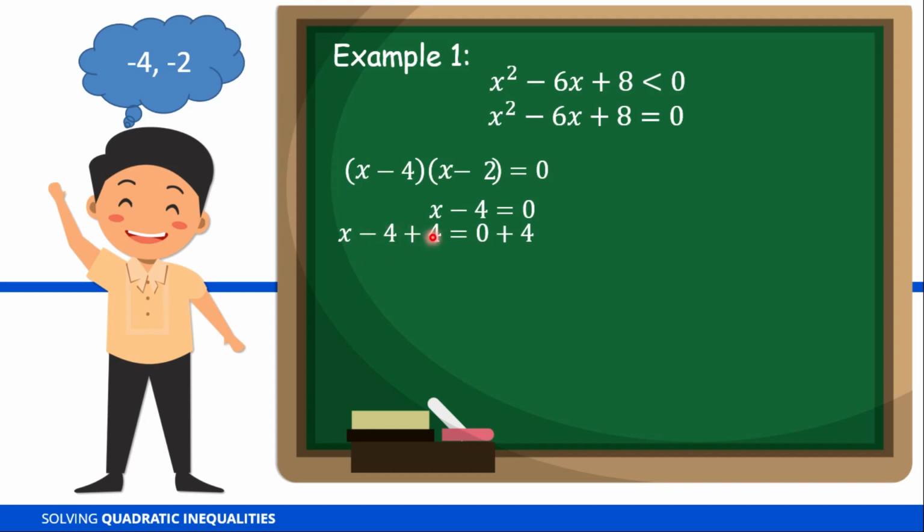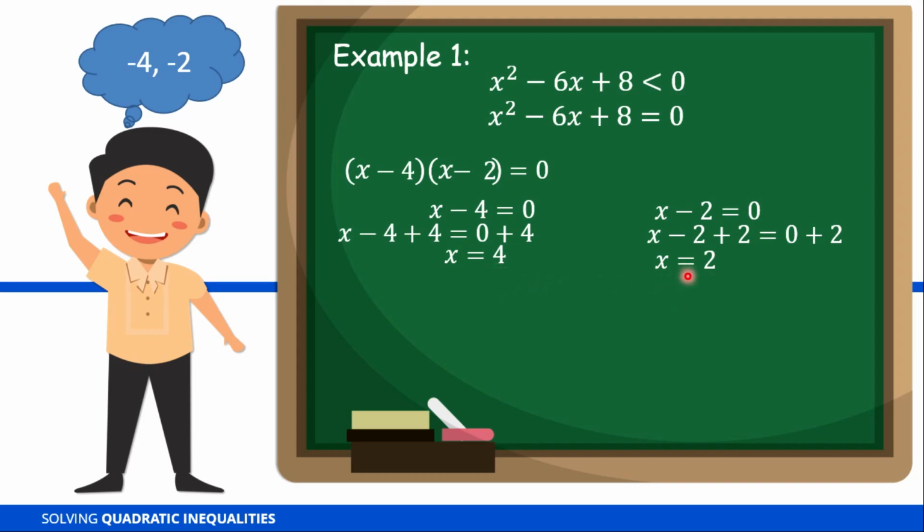So, ito ay magiging 0 na. X na lamang ang maiiwan. Sa kabilang side naman, 0 plus 4, we have 4. Okay, next we have x minus 2. That will become x minus 2 is equal to 0. Let's add positive 2 to both sides of the equation para x na lamang maiwan dito sa left side. So that's the addition property of equality. Okay, so x is equal to positive 2.